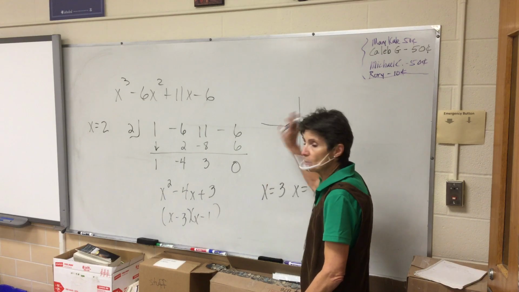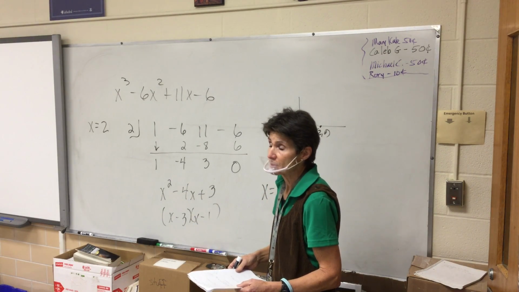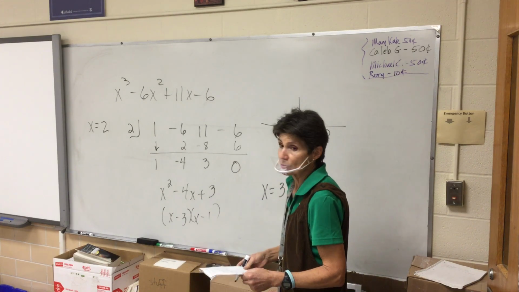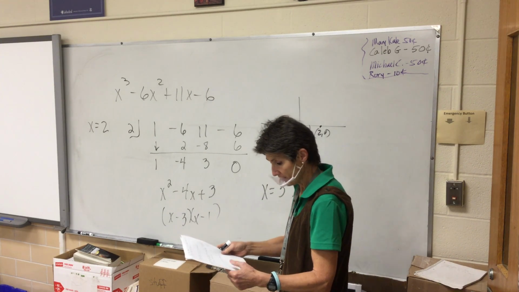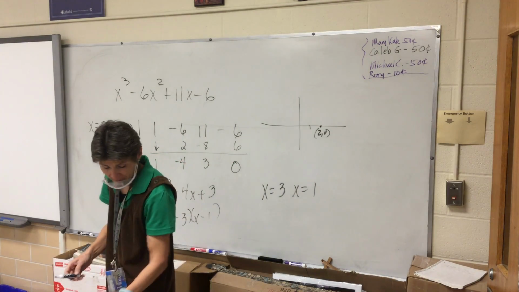If we were going to graph it, we would go do all that, but we're not. This question just says find the other zeros. Zeros, roots, x-intercepts, all the same thing. Okay? Now, B is a little bit harder because why?